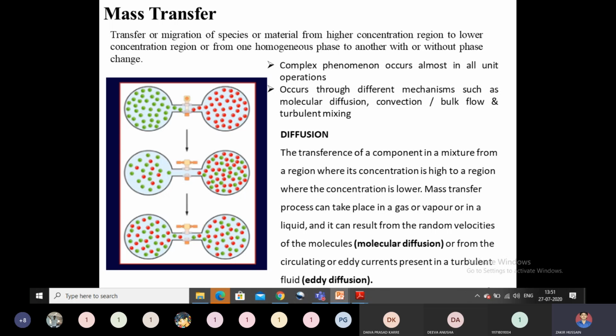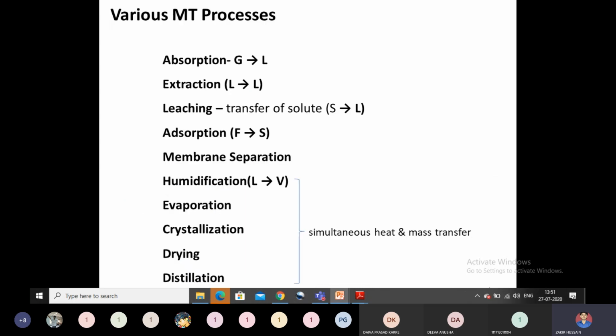So mass transfer through diffusion and everything will be a complex operation, we can say. There are two mechanisms to transfer mass from one region to another region, whether molecular diffusion or eddy diffusion. Some bulk transfer or convection is also possible.